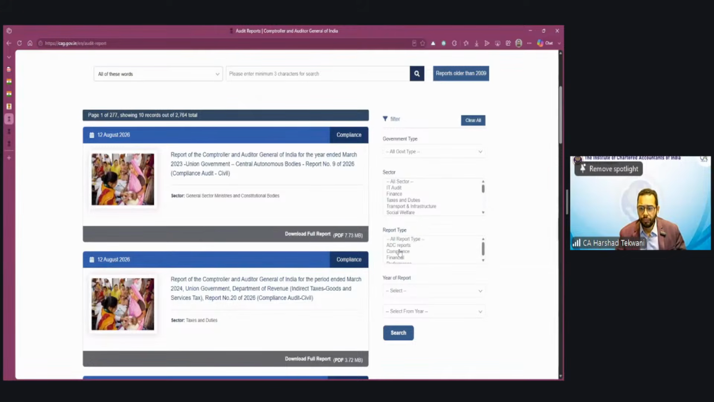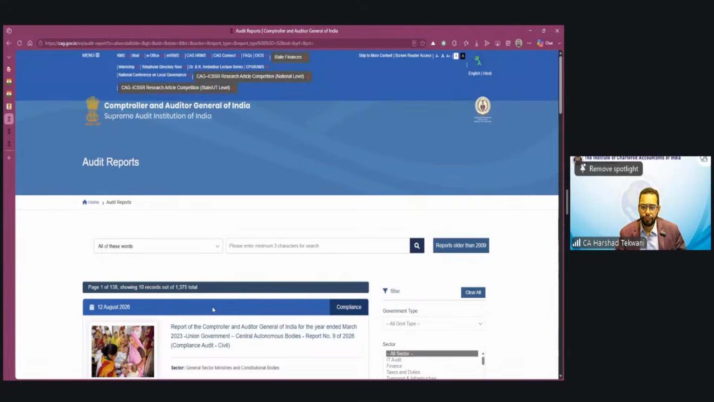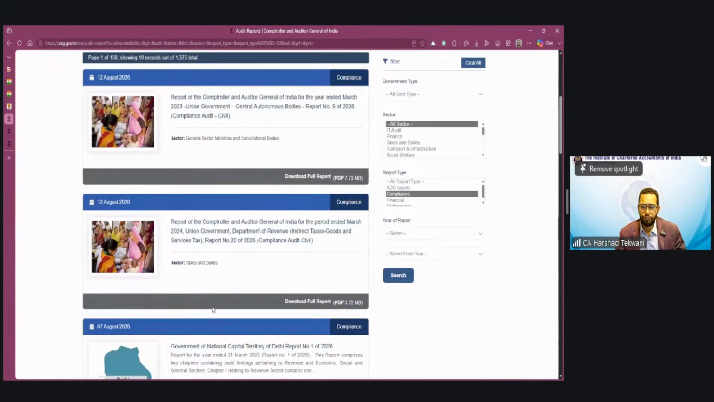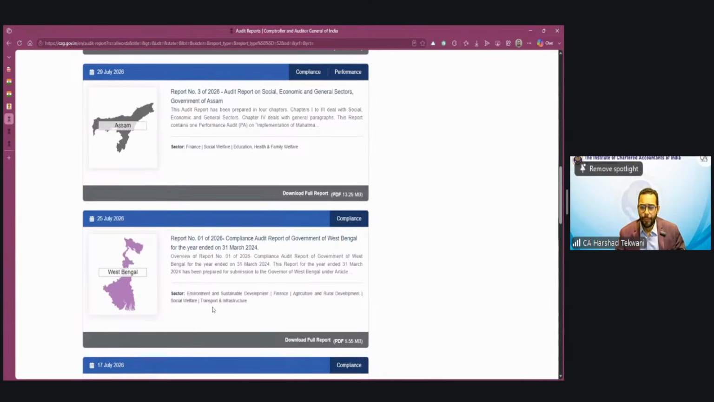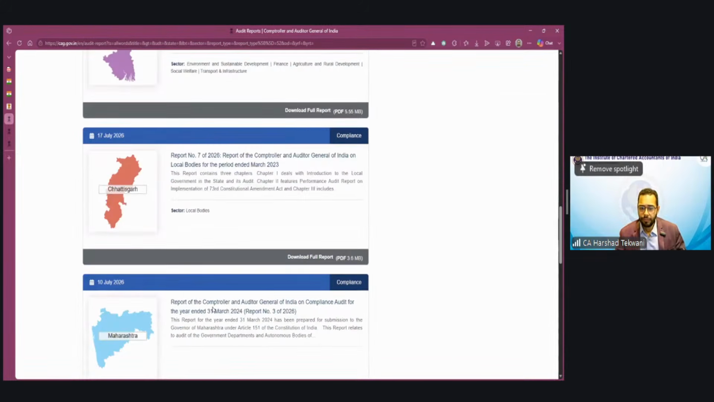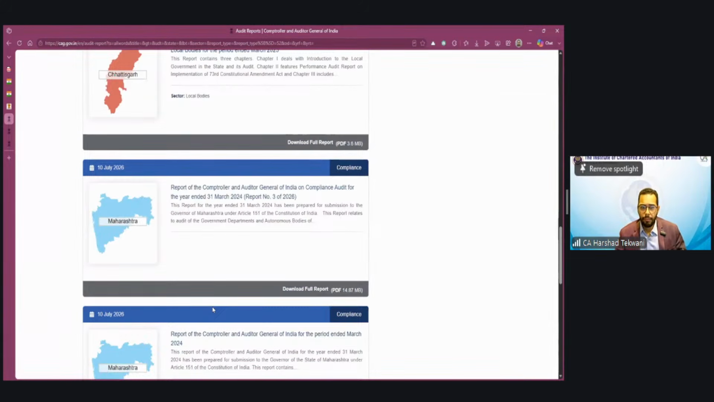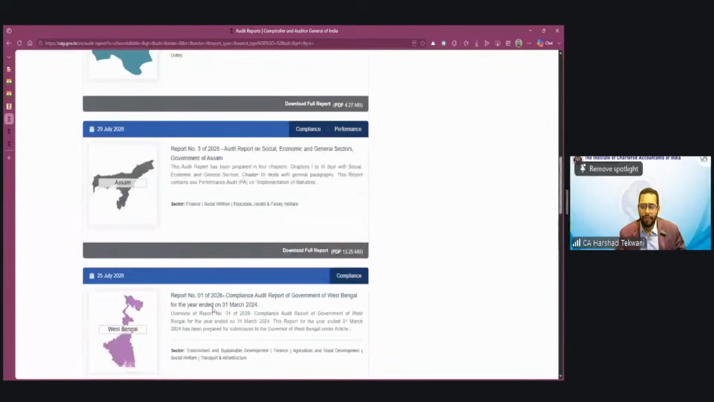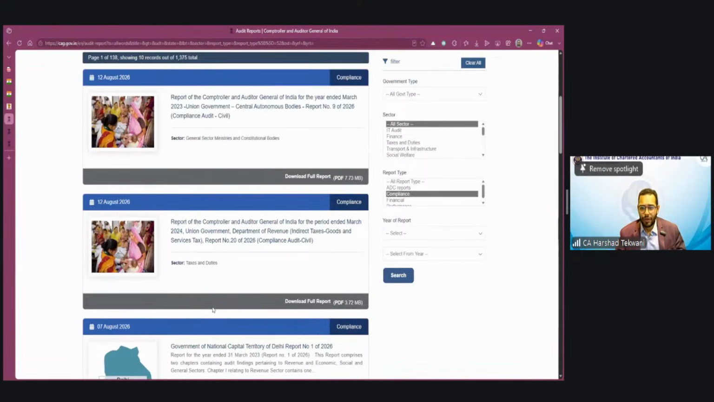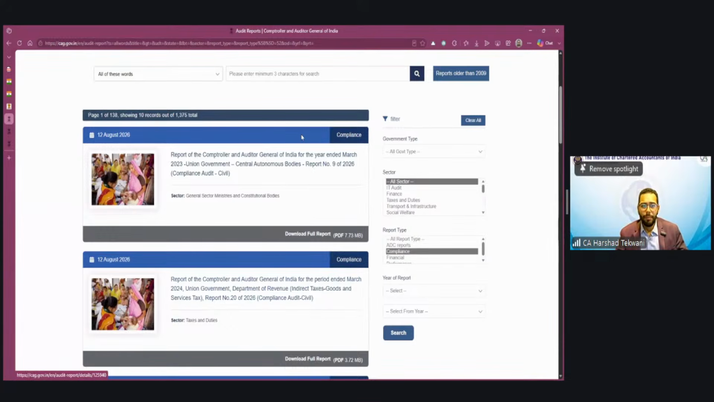Let me filter on compliance, search. Okay, so these are various compliance audit reports which are there. We will pick up one compliance audit report out of this, and then we will discuss that particular compliance audit report. So let's pick up this one, Central Autonomous Body Compliance Audit, Civil.